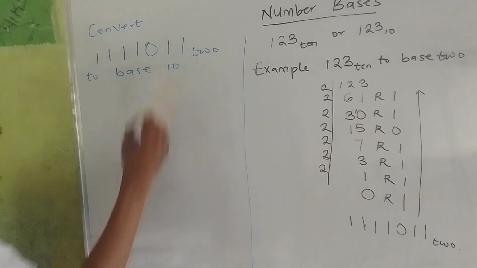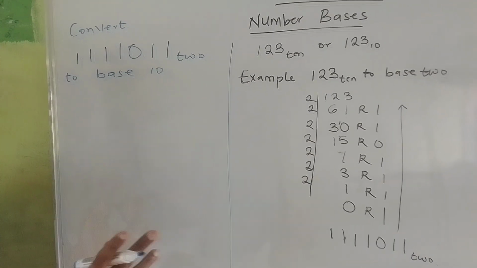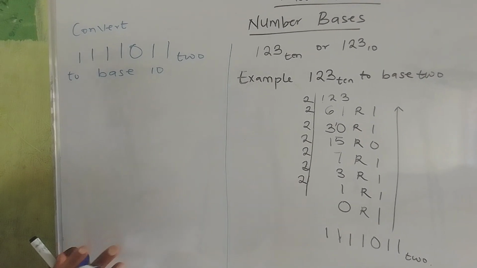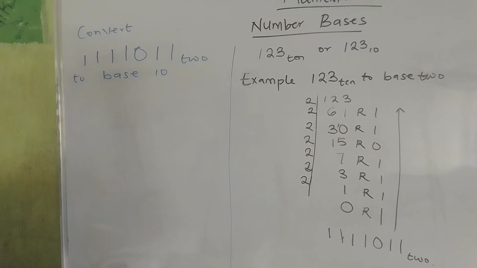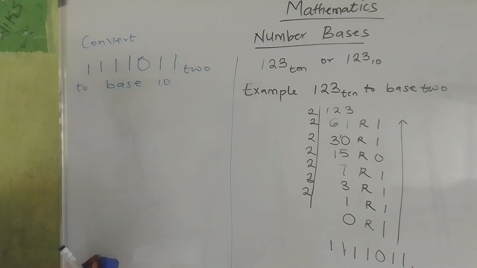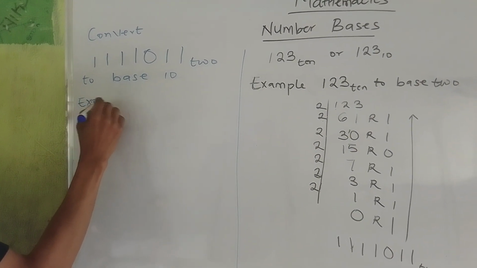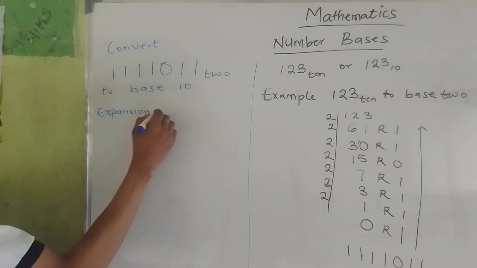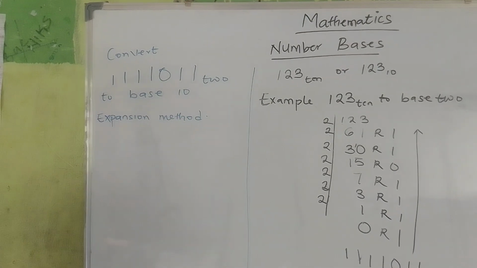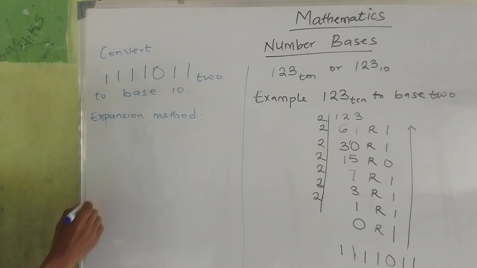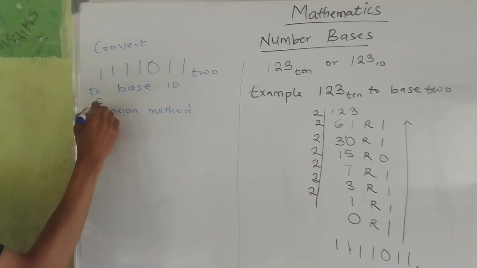to base 10. There are two methods of converting to base 10. One is called the continuous multiplication method, while the other one is called the expansion method. I'll make use of the expansion method first, then I'll also make use of the continuous multiplication method. So our steps for the expansion method, let's say, solution.